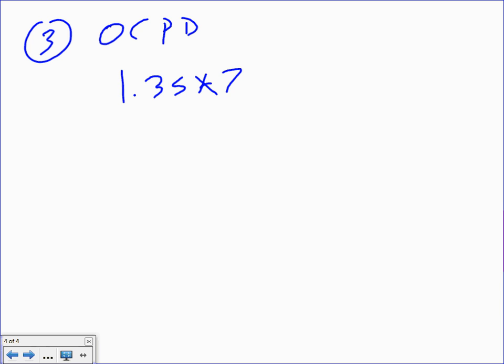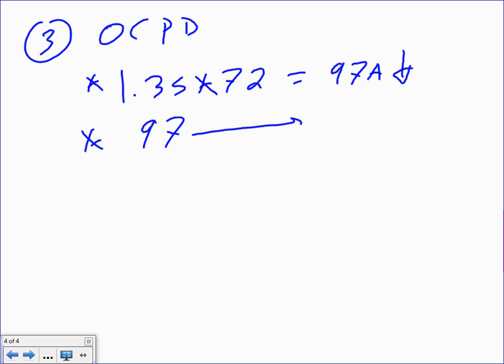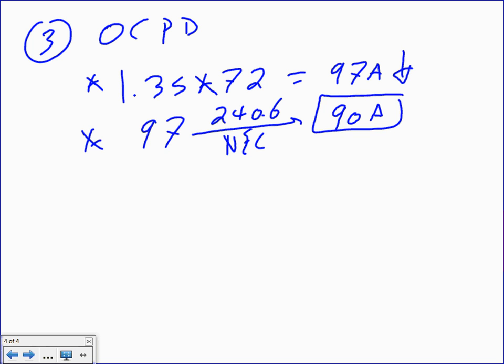Number three, guys, is the overcurrent protection device. And if you guys remember, we take 1.35 times 72 equals, we got that one, 97 amps. So that's step number one. Step number two, you take the 97 all the way to 240.6, and this is NEC, and that will get you 90 amps. 90 amps overcurrent protection device.